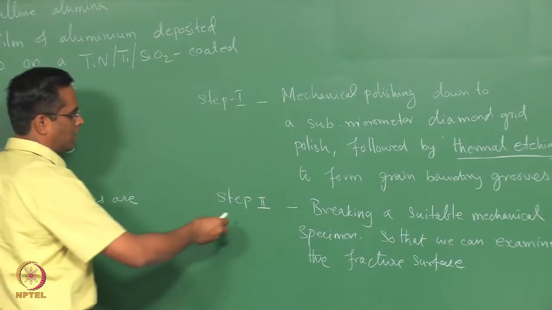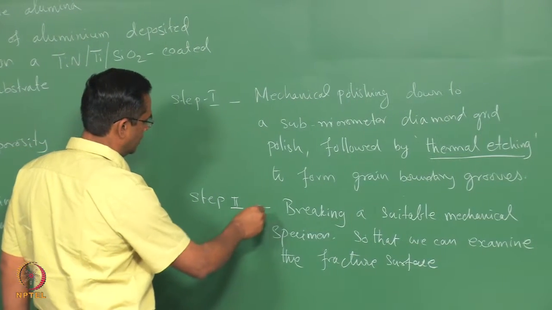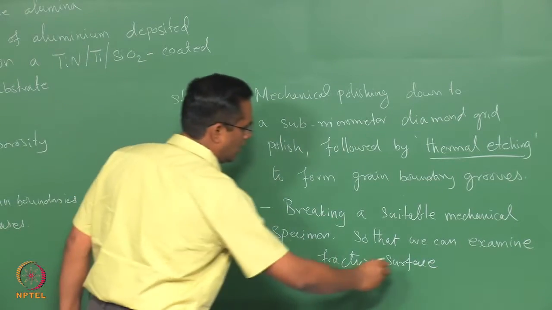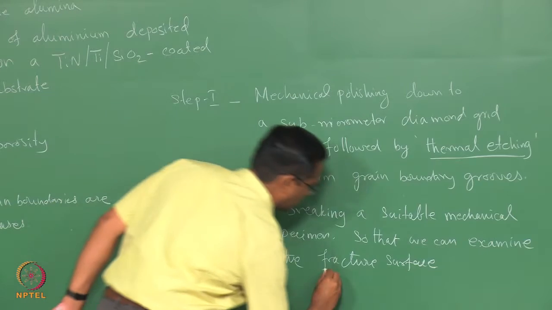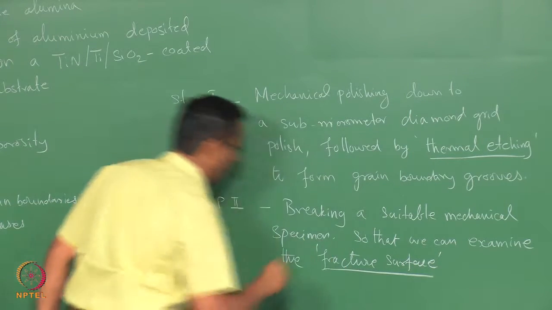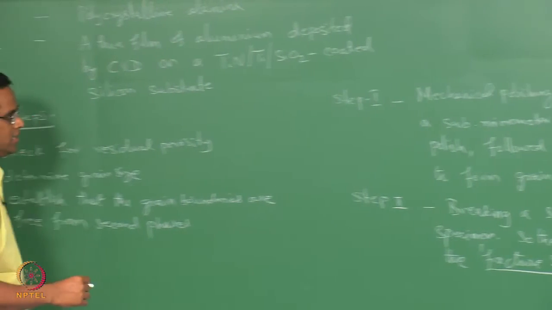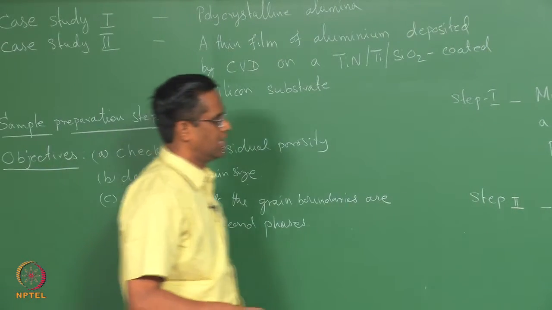or the second way of doing this is that you break a suitable mechanical specimen so that we can examine the fracture surface. There also you can find the kind of features we are interested in. So, that is another way of doing this.